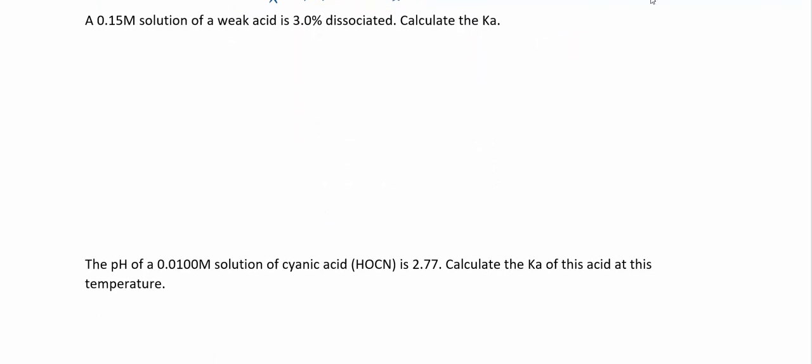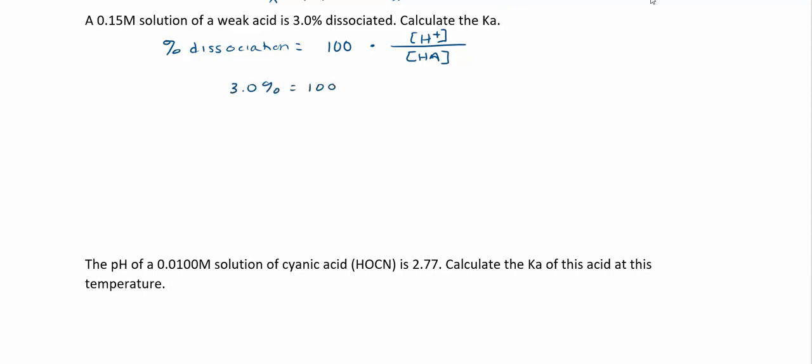We're going to shift gears a little bit, and we're going to look at one that tells us a percent dissociation. So you need to remember that percent dissociation is going to be equal to 100 times the ratio of the concentration of the hydrogen ion over the concentration of the weak acid. So knowing this, we can calculate the concentration of the hydrogen ion and therefore end up with the Ka. So the percent dissociation is 3.0%.